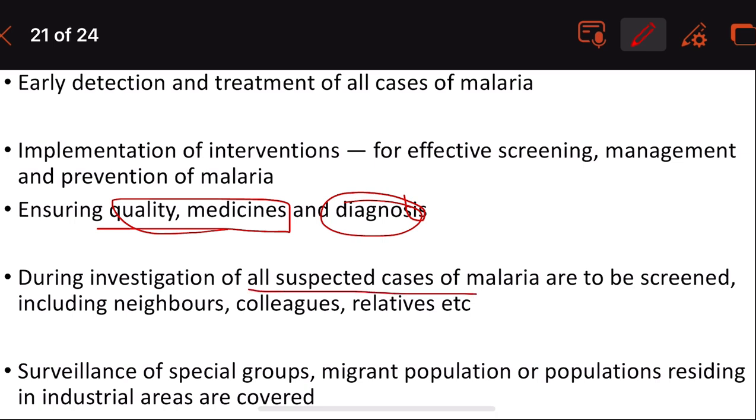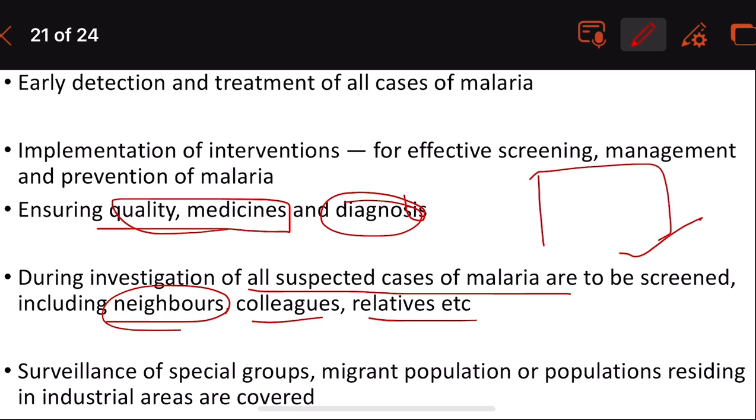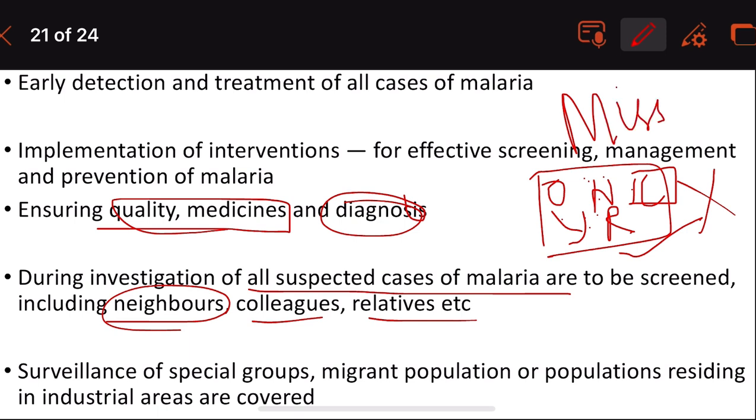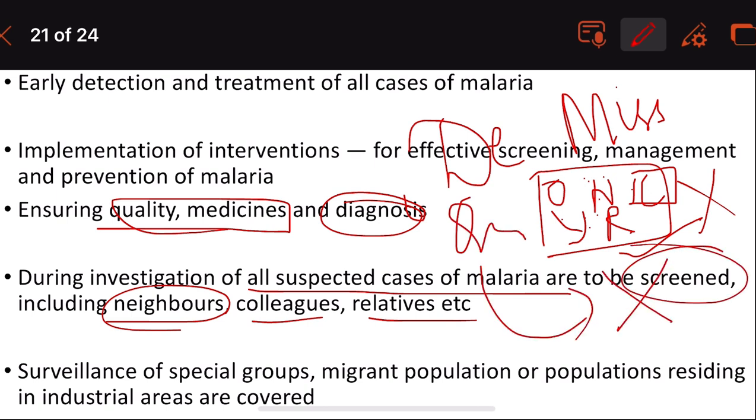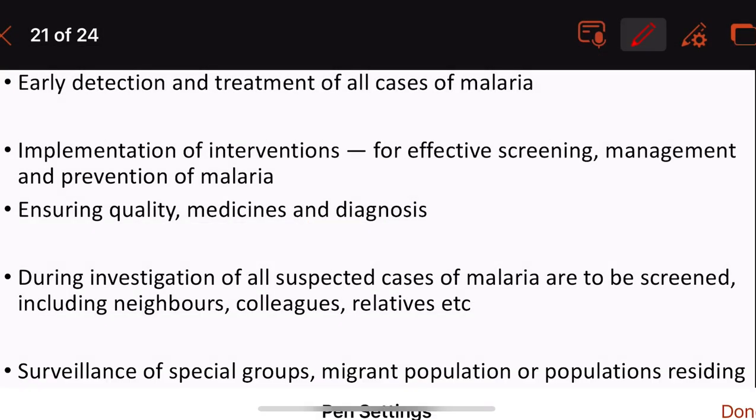During investigation of suspected cases of malaria, they are to be screened, and then we need to screen the neighbors, colleagues, relatives, etc. If there is a suspected case of malaria, you need to screen even the neighbors, his relatives, and also if he's working, his colleagues also need to be screened, so that we don't miss any case of malaria. We need to do the earliest detection, give the quality treatment, notify the disease, and screen the other individuals who are related to the patient.